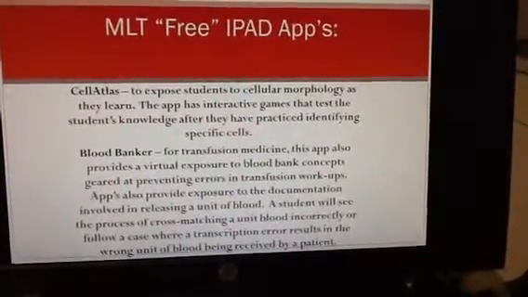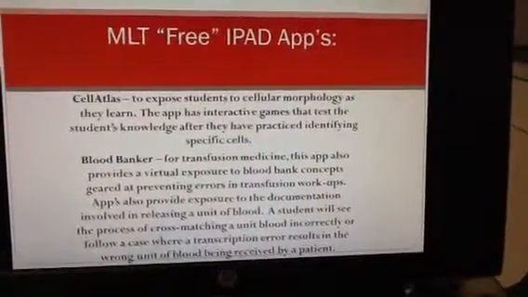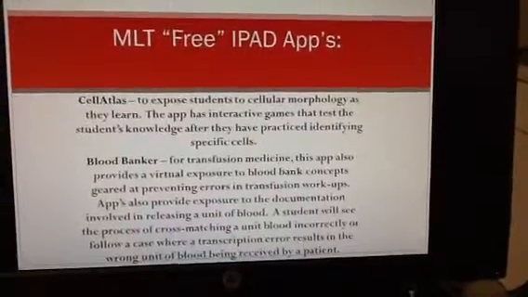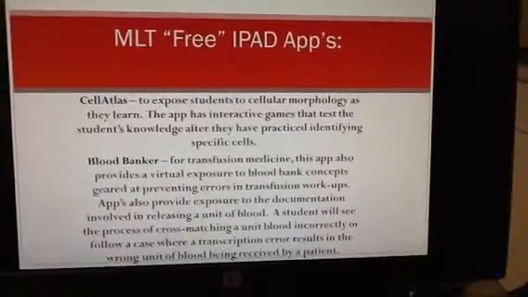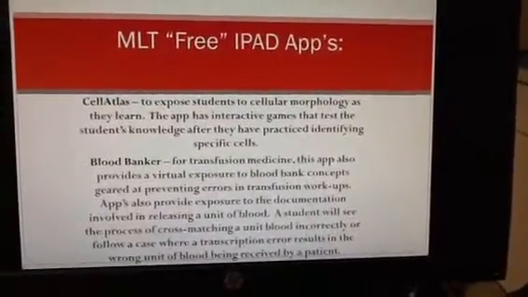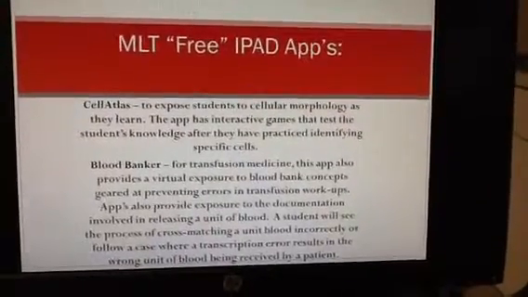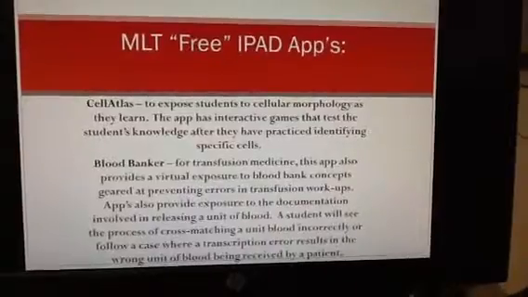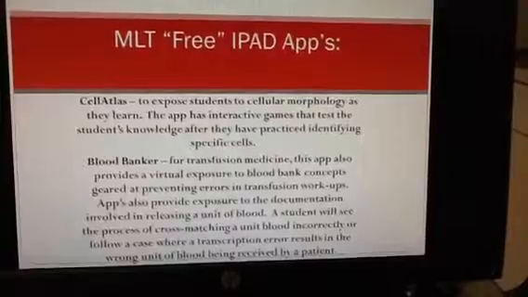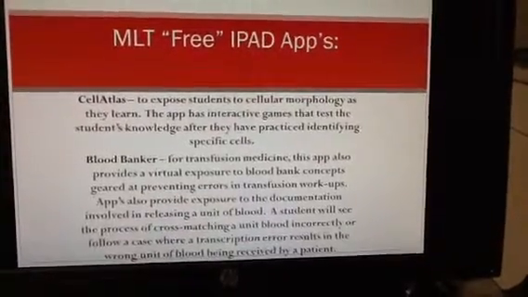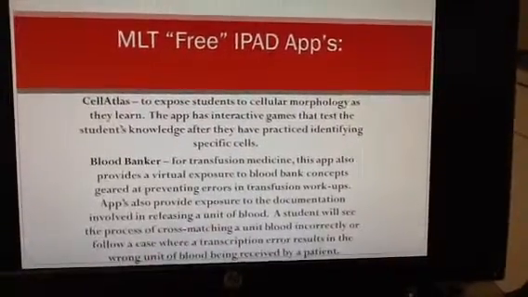Blood Banker was the second, probably most popular app that we used. This is in our transfusion medicine laboratory. This is a virtual exposure to blood bank processes and techniques. Again, there's a great assessment feature, and at the end the student actually sees a cross-matched unit of blood that has issues, and they see transcription problems and what that causes the patient to go through.